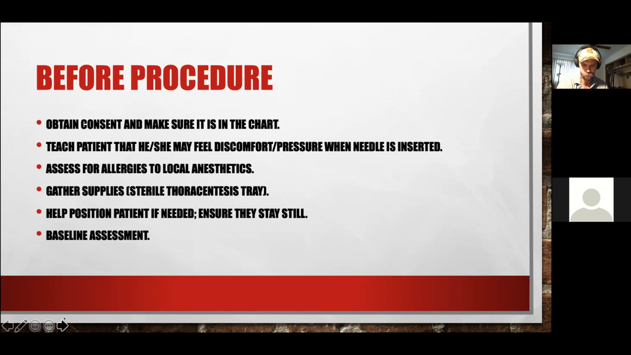And then you're also going to do your baseline assessment. So what comes to my mind is you're going to listen to their lung sounds, just so that you have a baseline to compare to post-procedure when you do your post-procedure assessment.